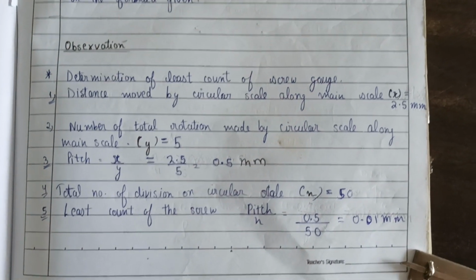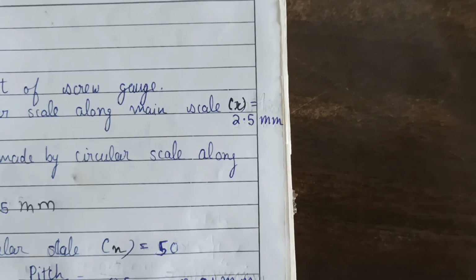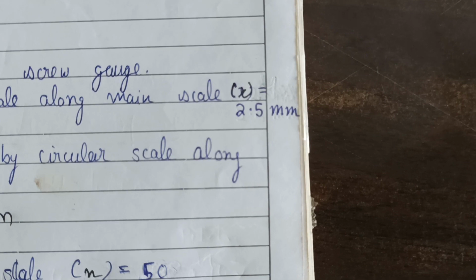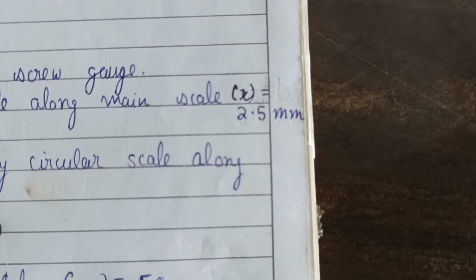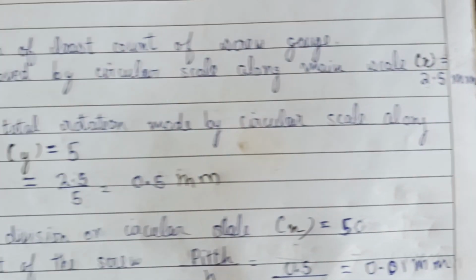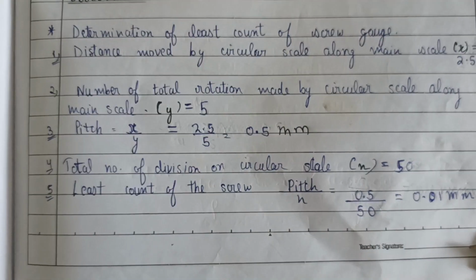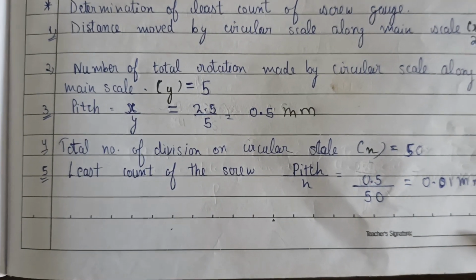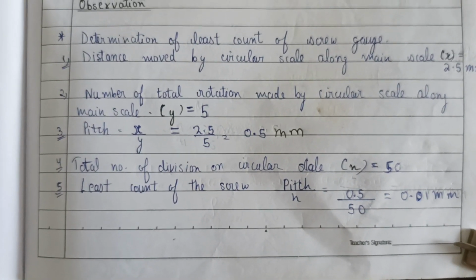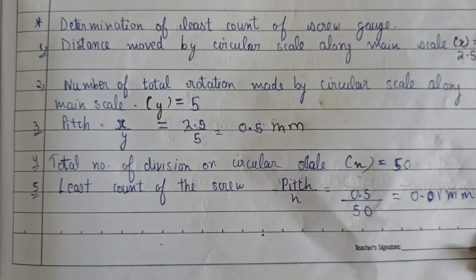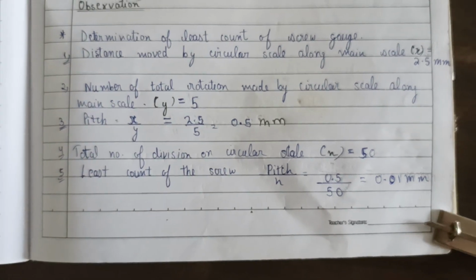So we can write the total distance moved on the main scale, that is the horizontal scale, is 2.5 mm, and the number of rotations we made is 5. So the pitch is x over y, that is 2.5 mm divided by 5, which is 0.5 mm.